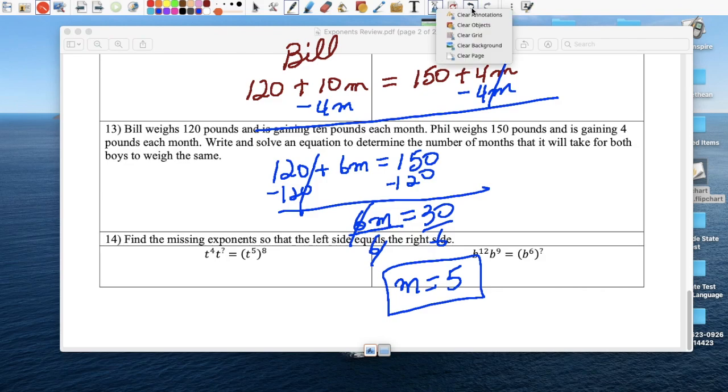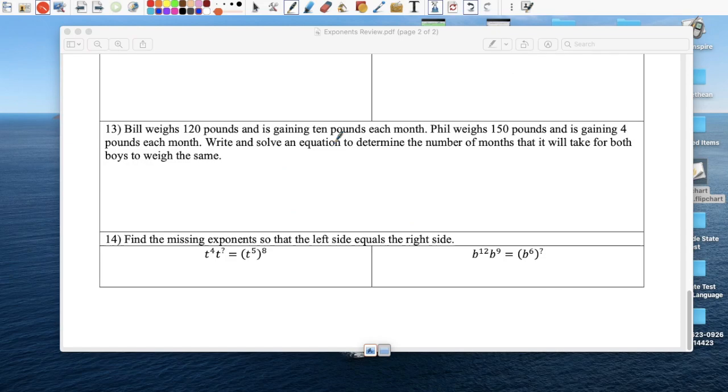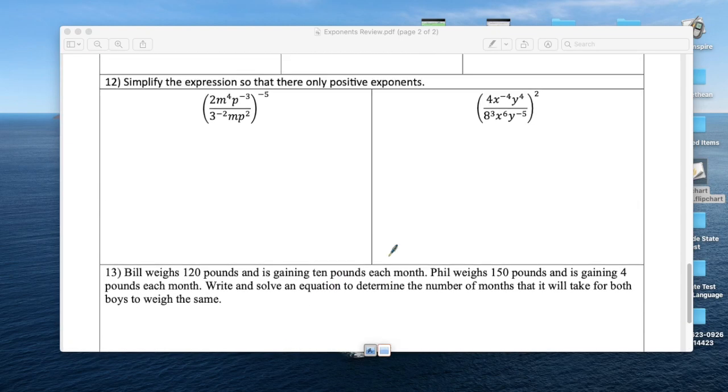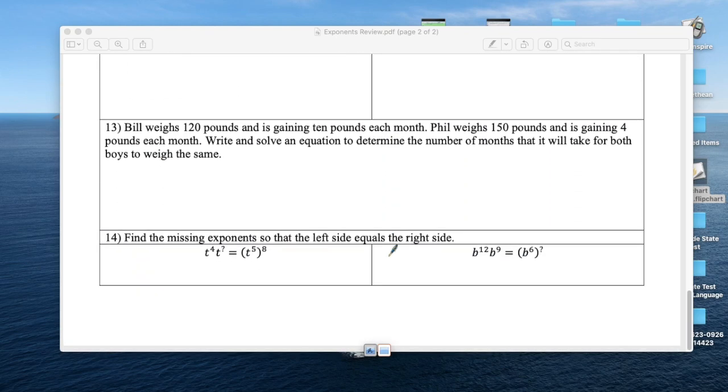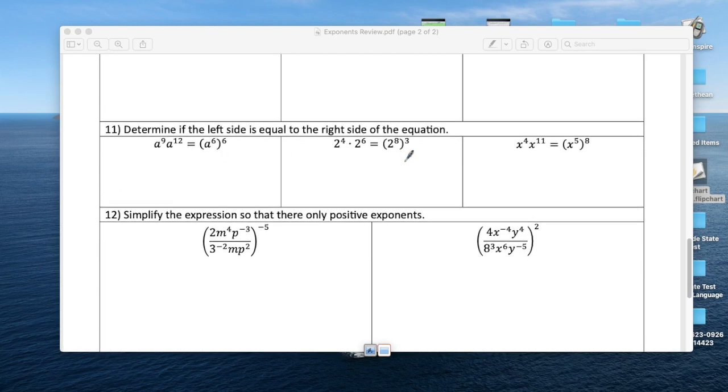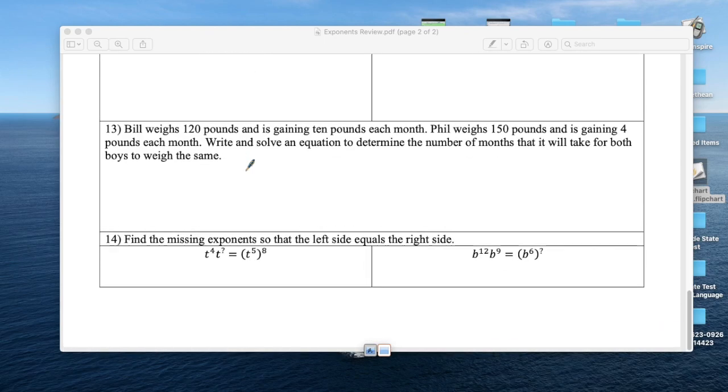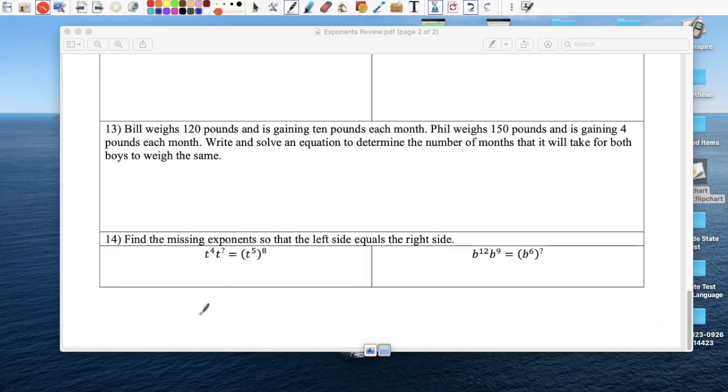Okay, so. And this 14 relates to 11. So in 11, when we did 11, we noticed that none of them matched, right? None were equal. So, think about this. Let me rewrite it: t to the 4th times t to the something power is the same thing as this guy here, t to the 5th raised to the 8th power. Well, if you think about it, just move this upstairs. Let's do the right side because I have both values.